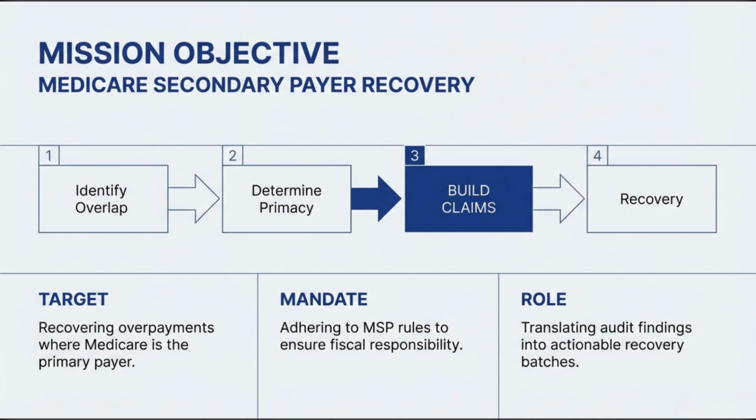This isn't just data entry. This is where you transform your findings into concrete recovery actions. You've identified the overpayment. You've established Medicare's primary status. Now we're building the specific claims that need to be recovered. It's all about precision here. Why do we do this? Our target is clear: recovering overpayments where Medicare should have been the primary payer. Think about it. Every dollar we recover is a dollar saved for the program. And what's our mandate? It's all about adhering to those crucial MSP rules. That's how we ensure fiscal responsibility. No shortcuts, just solid, accurate application of the rules.